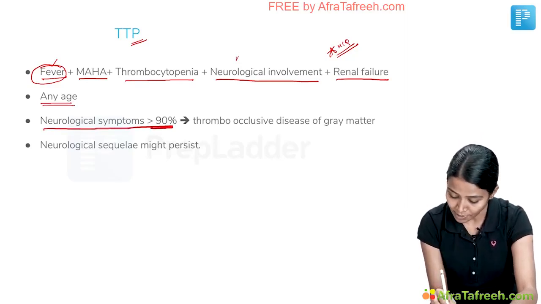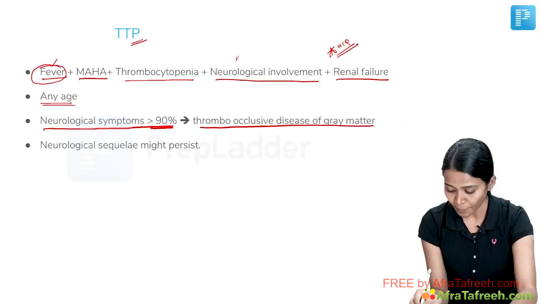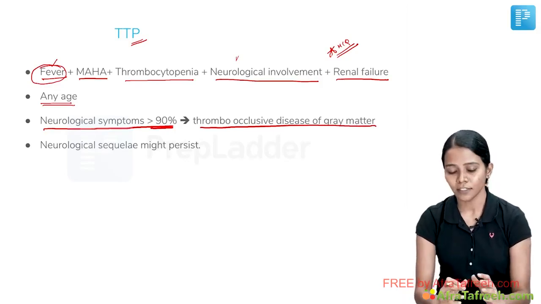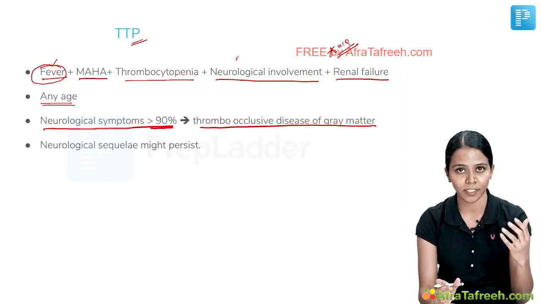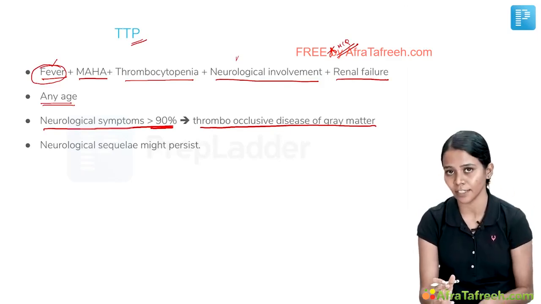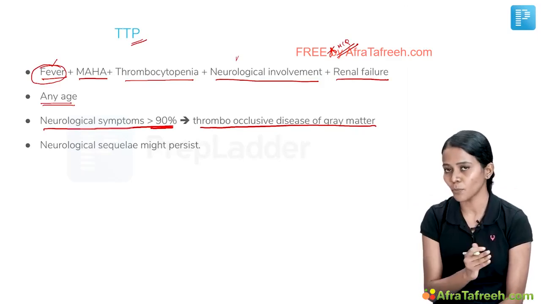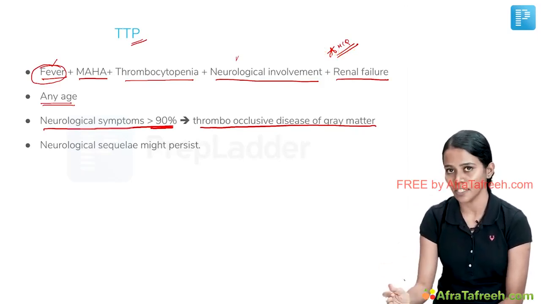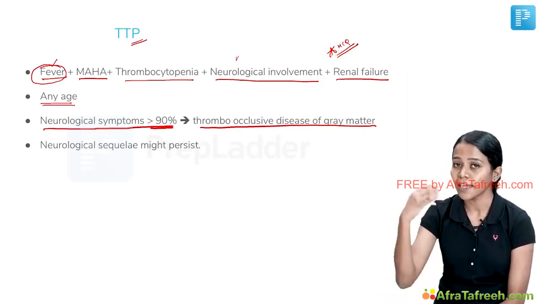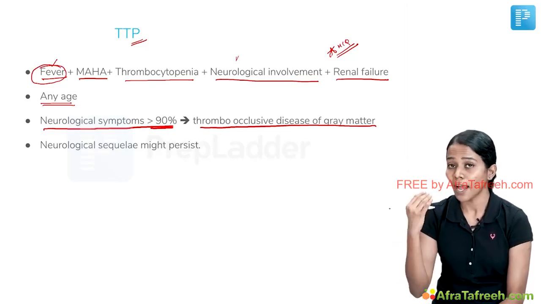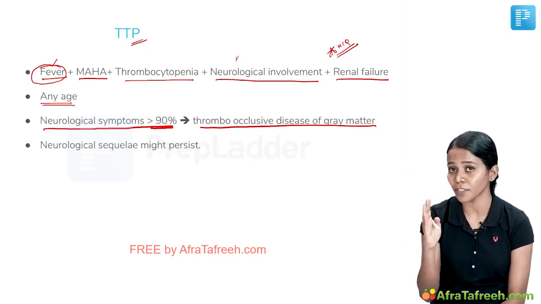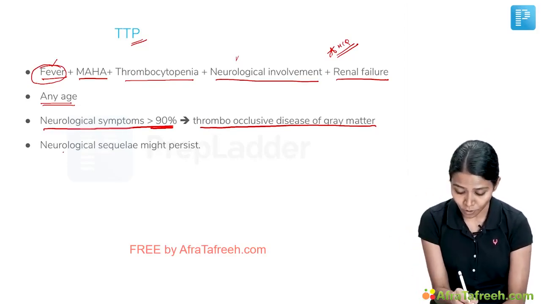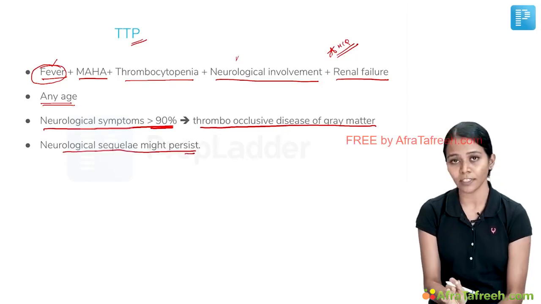This happens because there is thrombo-occlusive disease of the grey matter. See, in HUS, the etiology is such that whatever toxin is affecting has its propensity to go and attach itself to the kidney. Okay, so kidney involvement becomes more common, but in TTP that is not seen. The mechanism is such that it can involve all blood vessels, and preferably the brain, more so brain involvement is seen. So more than 90% of patients will have neurological involvement, and neurological sequelae might persist in these patients.